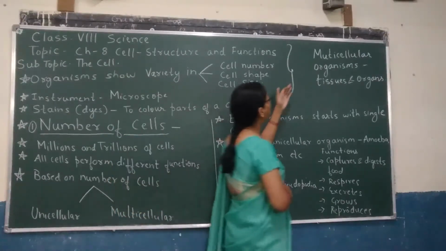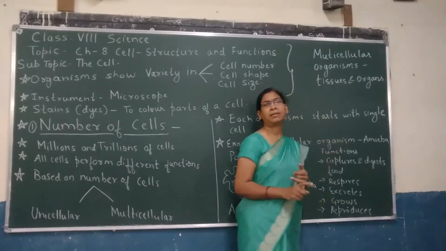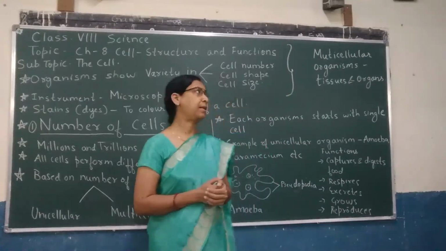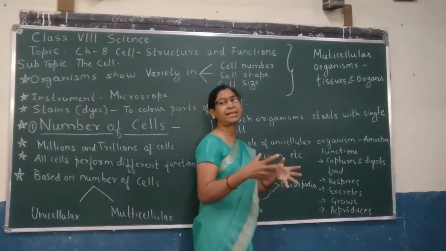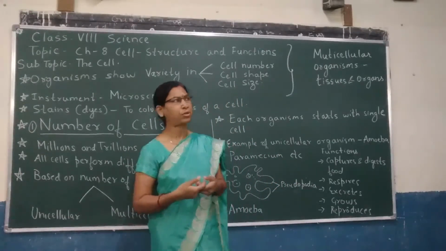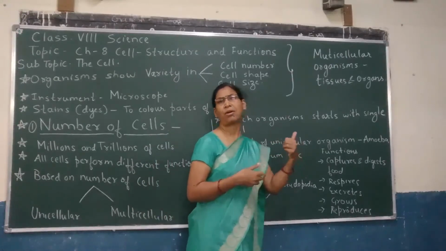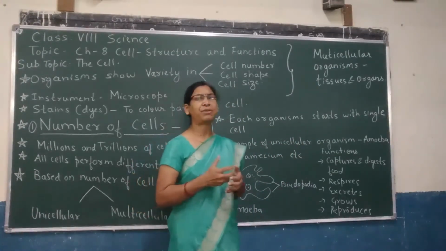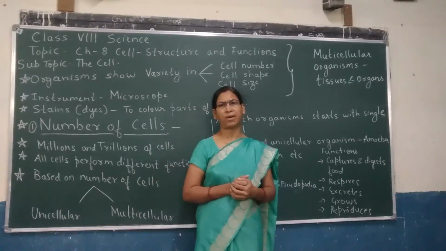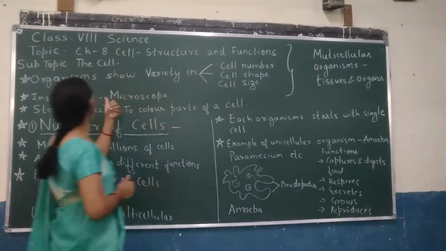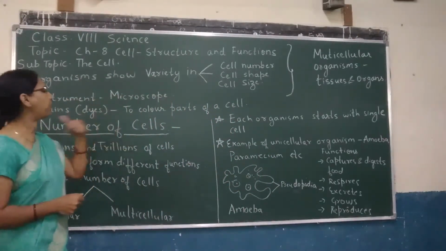If we see multicellular organisms, they are also made up of cells, but not just one. Many cells are there. These cells unite to form tissues, and groups of tissues combine to form organs, then organ systems, and then the organism. And each one is capable of doing its own function. I hope you understood about the number of cells.